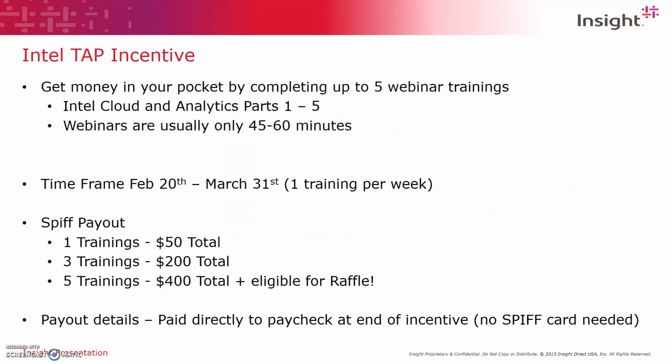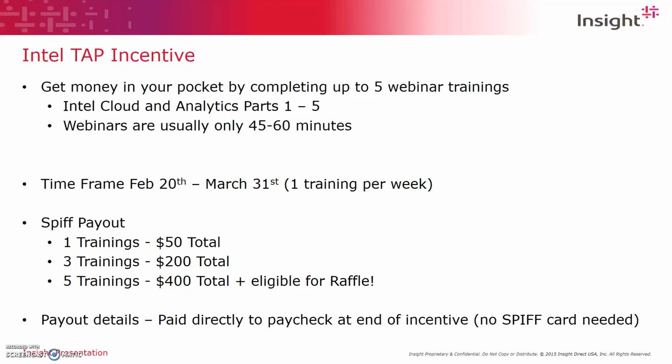Basically, we want to put money in your pocket for completing up to 5 of the webinar trainings that you saw within the briefing center. We would prefer, of course, that you did the Intel Cloud and Analytics Part 1 through 5. The time commitment for these trainings is usually between 45 and 60 minutes. We're going to be running this through, of course, the end of Q1. So the way we see it is that if you spend an hour every Friday between now and the end of the quarter, that should give you enough time to be able to complete all the trainings.